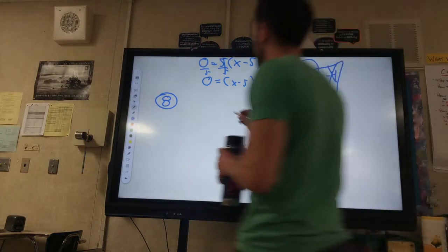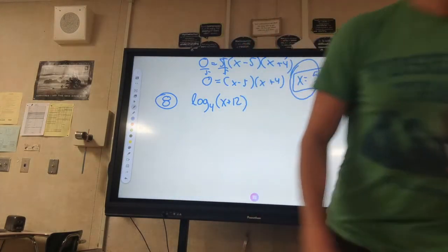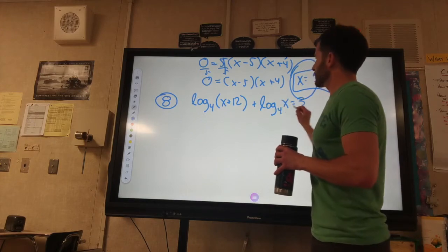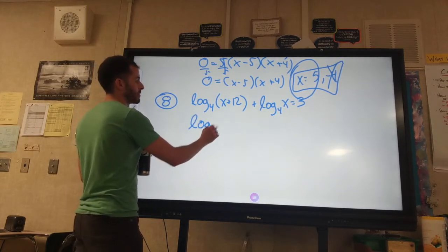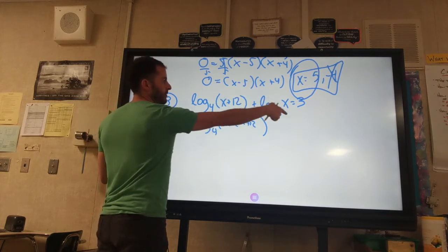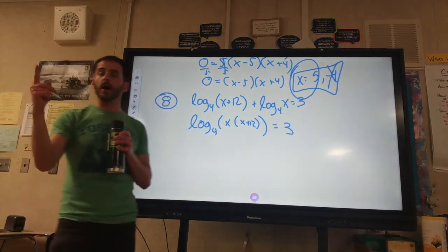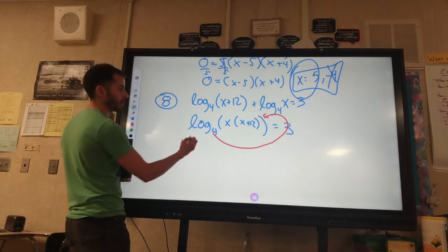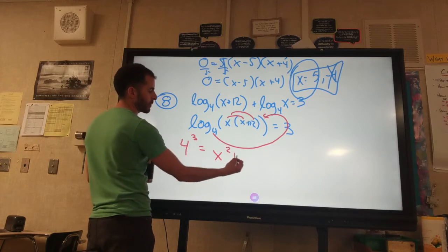So log base 4 of x plus 12, plus log base 4 of x equals 3. All right, so 2 additions become 1 multiplication. And I have log base 4 of the quantity x plus 12 times x. Now that I have 1 log, I can swoosh. So 4 cubed equals x, and I can also distribute, x squared plus 12x.